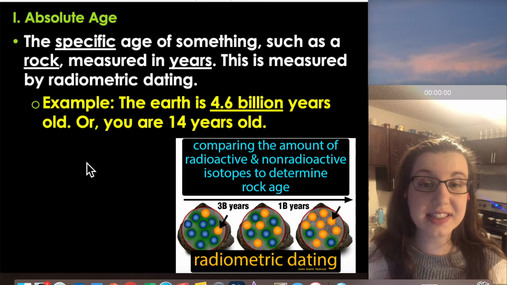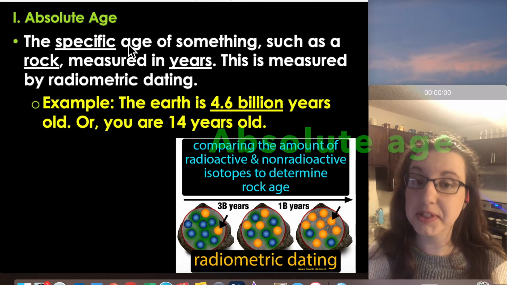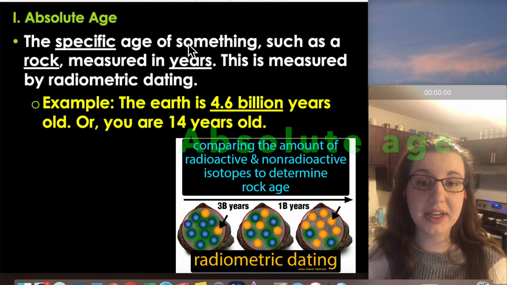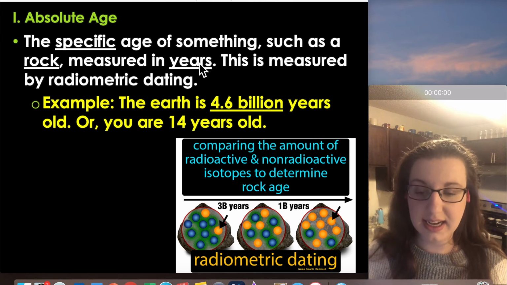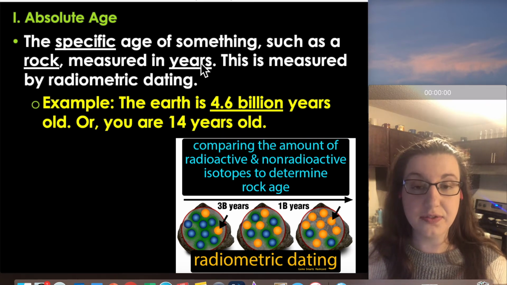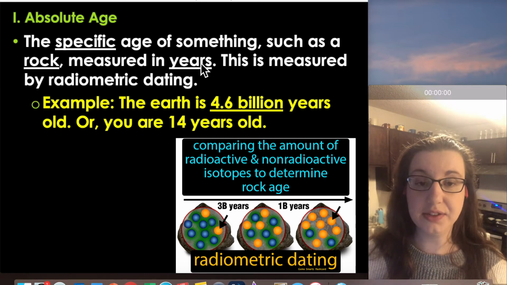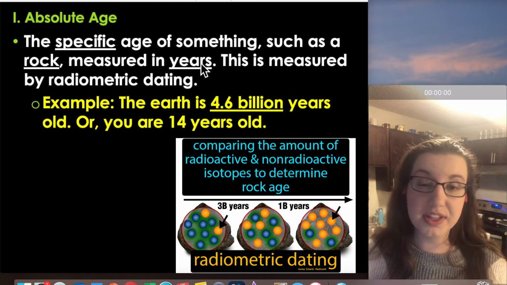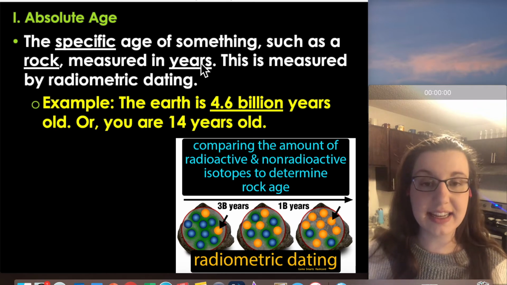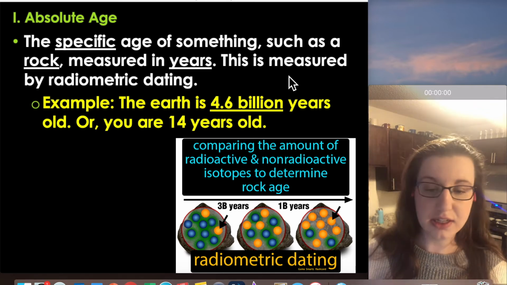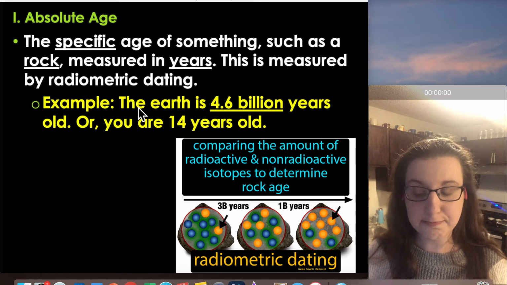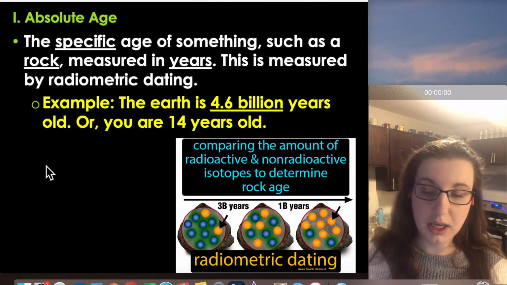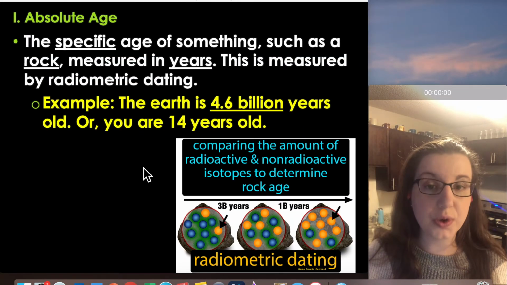There are two ways to specify age. There is the specific age of something, how many years it has. You can do it just by counting how old you are. So if you are 14 right now, your specific age is 14. Or if this is something way older, in the scope of the whole entire planet, you could do it by radiometric dating. So for example, the Earth is approximately 4.6 billion years old, or you are 14 years old.